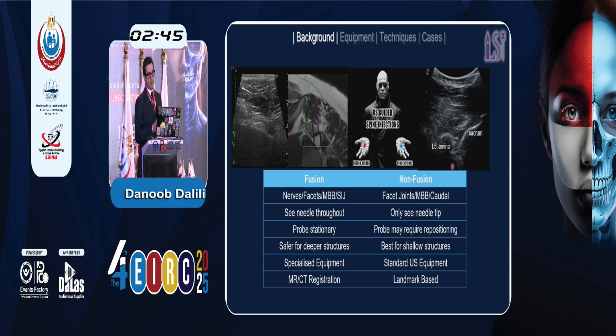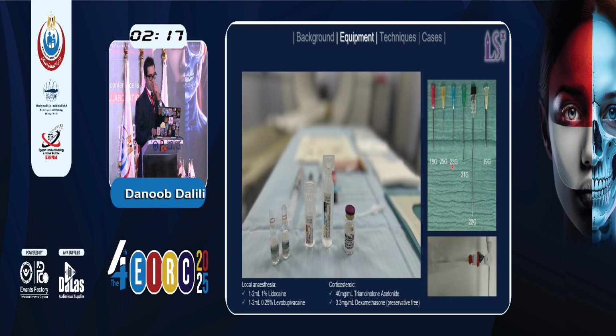We can do it either with fusion or without fusion. With fusion, the benefits obviously is we accurately can see the tip of the needle, especially in deeper structures, especially when we're doing nerve root blocks as opposed to just facet joint injections. But obviously non-fusion, we don't need to have the magnets, the fancy equipment, the more expensive needles. So in our practice, we use both a combination of fusion ultrasound and non-fusion, depending on the type of injection.